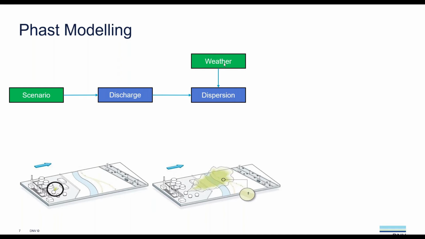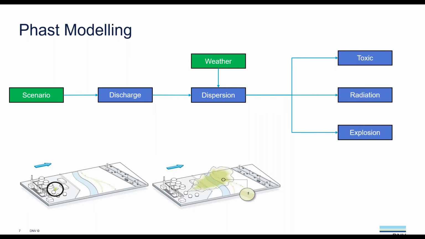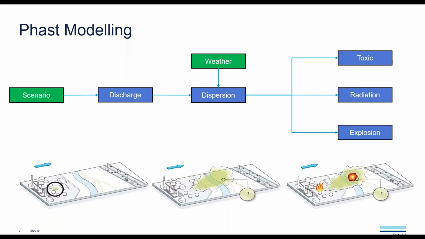We also take into account the effects of weather. Is it sunny weather, nighttime weather, daytime weather, into our dispersion and effects calculations. The last stage is the effect stage, where we look at the toxic effects from a toxic cloud. If it's a flammable cloud, then it can get ignited to give radiation and explosion effects.